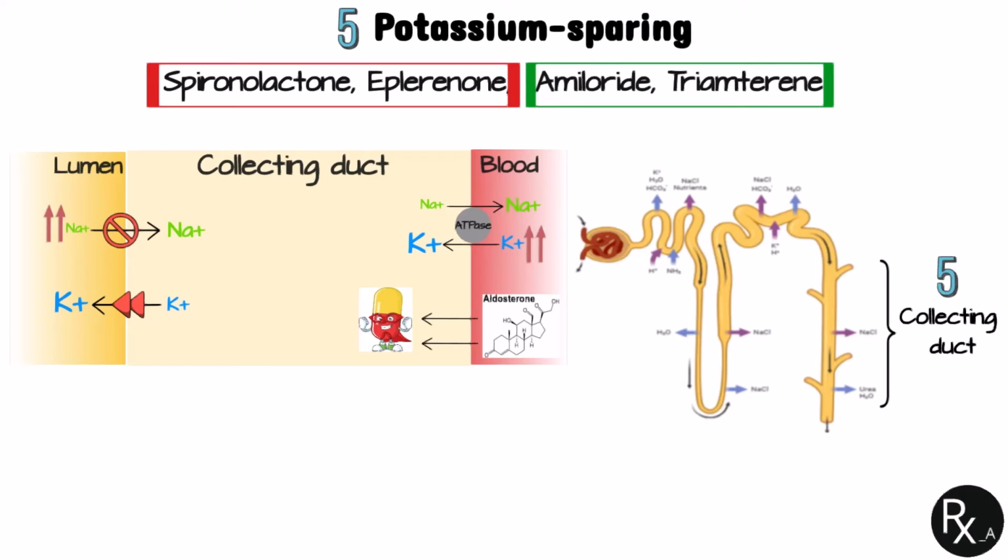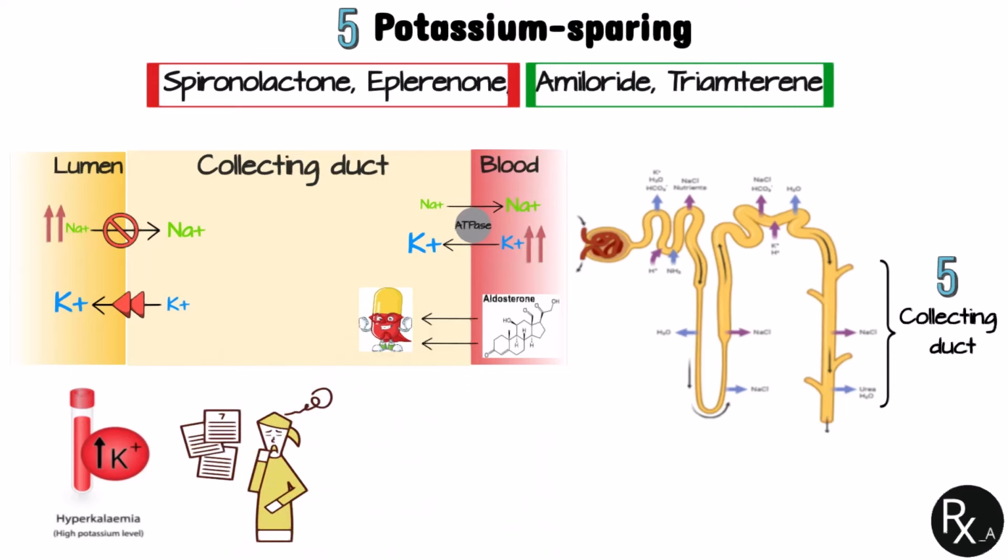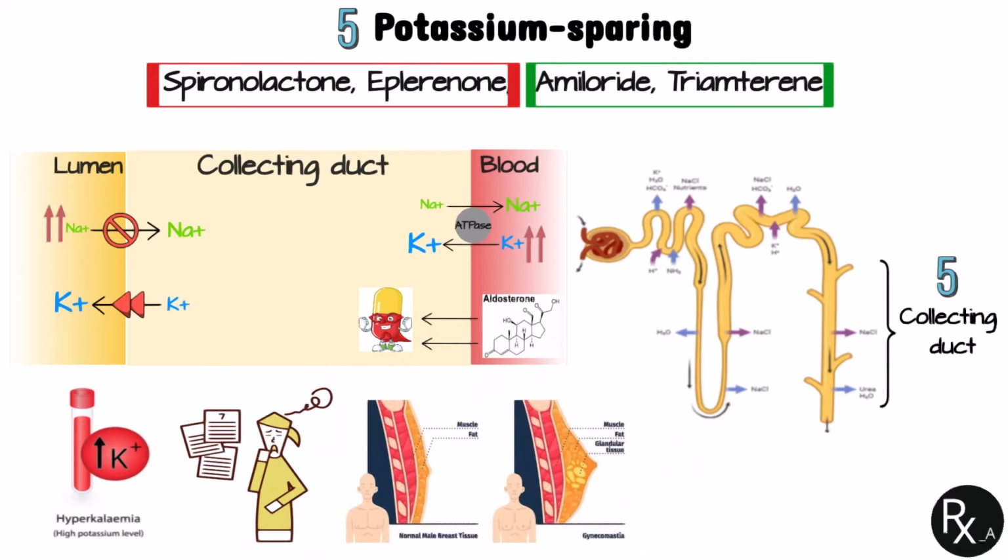As you may have predicted, hyperkalemia is the most common adverse effect of these diuretics, particularly when taken with other medications that can raise potassium levels. Finally, spironolactone can stimulate the receptors for testosterone and progesterone, causing consequences like irregular menstruation in women and gynecomastia in men, because of its chemical structure, which is similar to our natural steroid hormones.